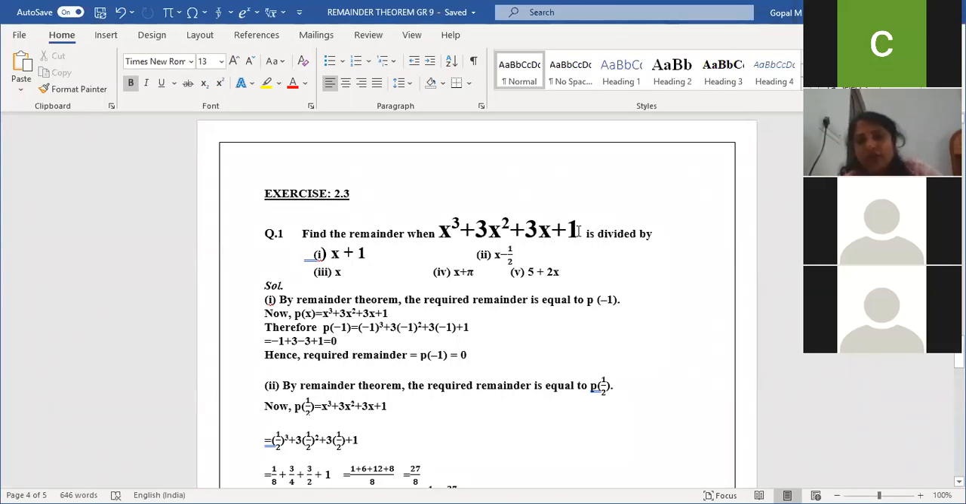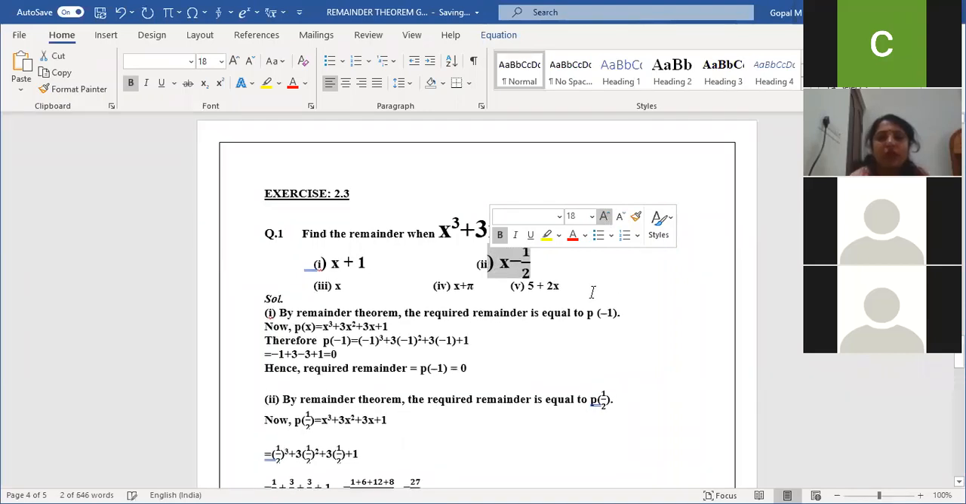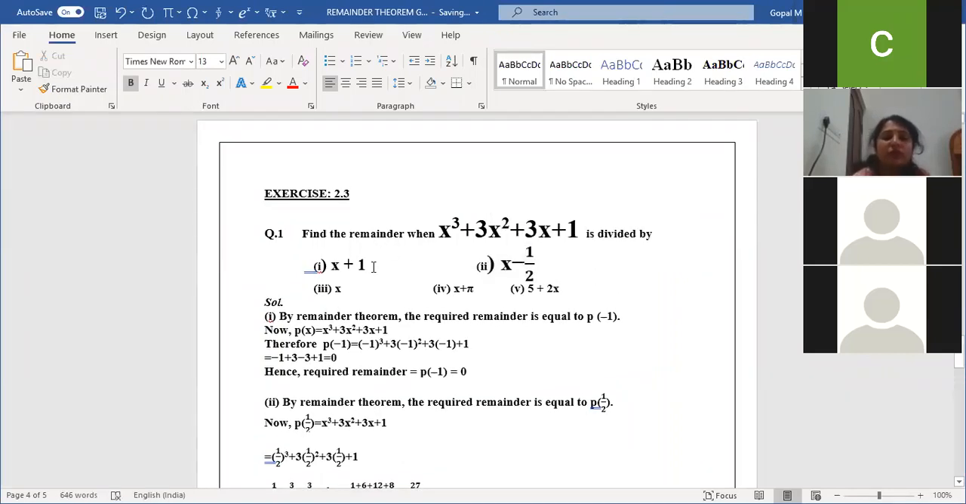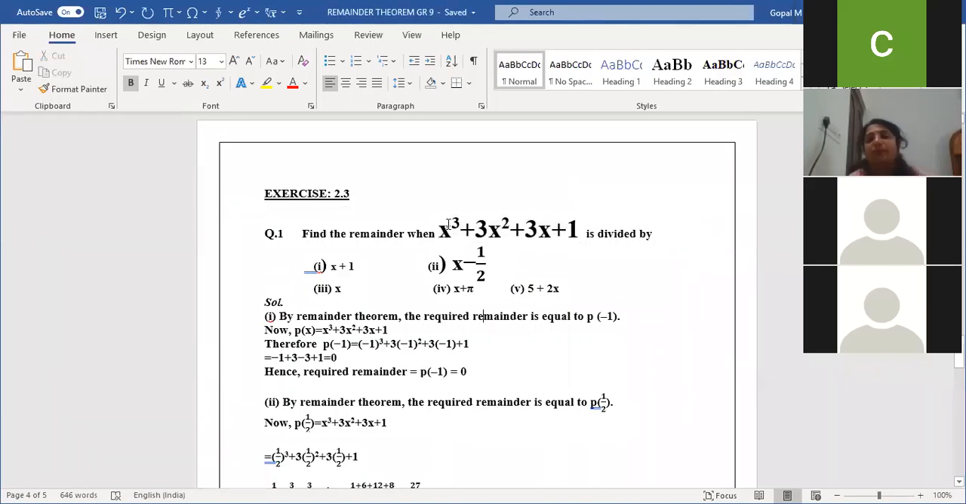Any doubt? No, ma'am. Next, we'll go for the second one in the same way. So what is the zero of x minus 2? 1/2. What is the zero of x minus 2? 1/2. Am I clear, children? So that 1/2, I'm going to apply in this entire polynomial. Am I clear to everyone? Yes, ma'am. Okay.